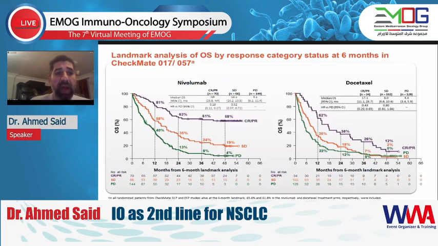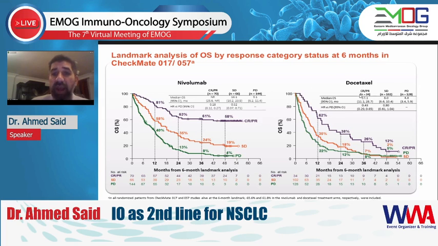So the landmark analysis for overall survival by response category status at 6 months in the CheckMate 017 and 057, we can see here that after 6 months, we stratified the patients according to the response criteria, and overall survival according to this. The median overall survival for complete response and partial response is not reached, and stable disease is 16.1, and for the progressing is 9.1 months.